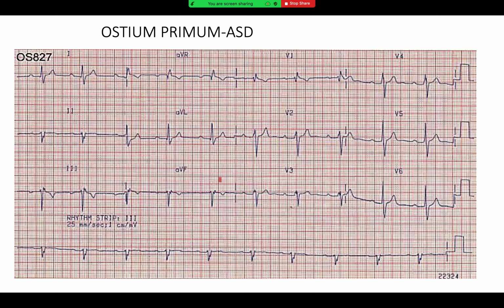Especially when we look at the P waves in the inferior leads 2, 3, aVF, they will be inverted in the primum, and it will be upright in aVL.